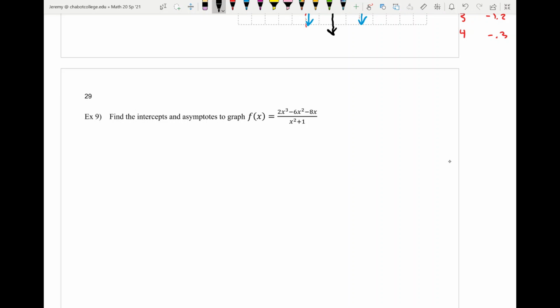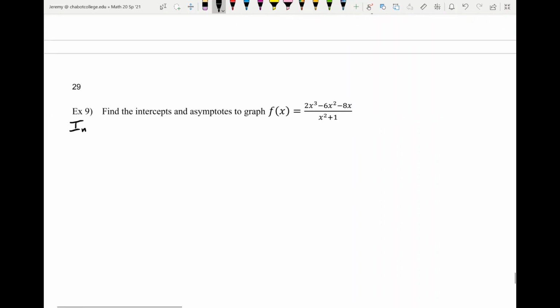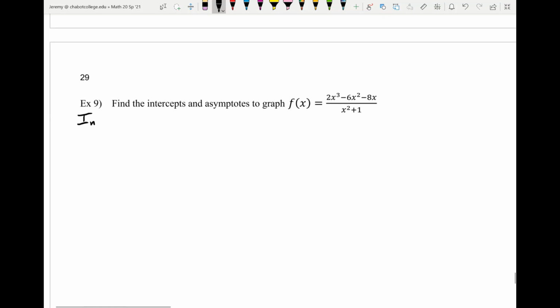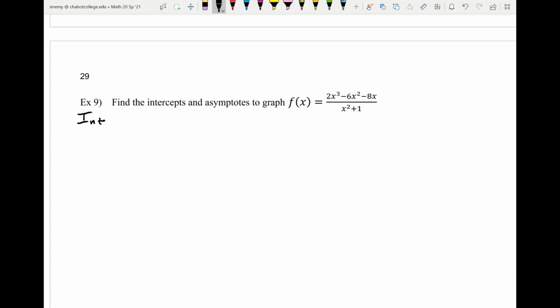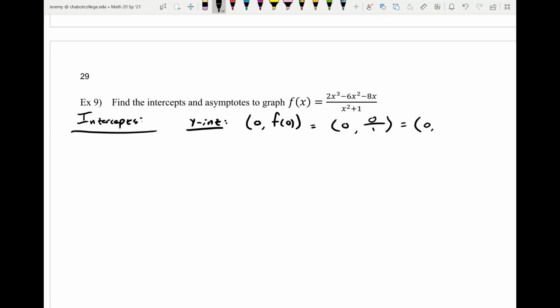So we'll start with the intercepts. I'm going to try to write a little smaller here. I've gotten in the habit of writing too big. So the intercepts. Let's start with the y-intercept. I will plug in 0. So 0, and then f of 0 is the y-coordinate. I think I'm going to get 0 over 1. So again, I'm going to have a y-intercept at the origin. That's going to be one of my x-intercepts as well.